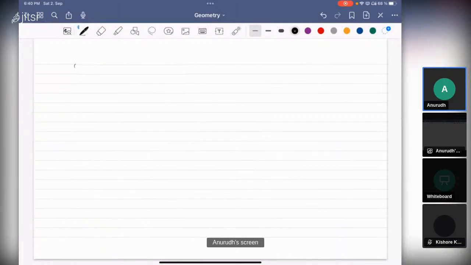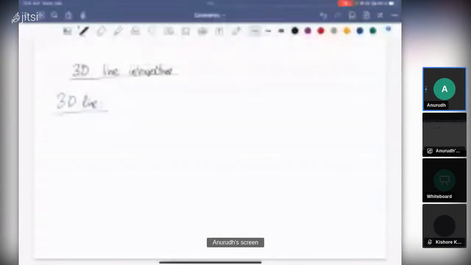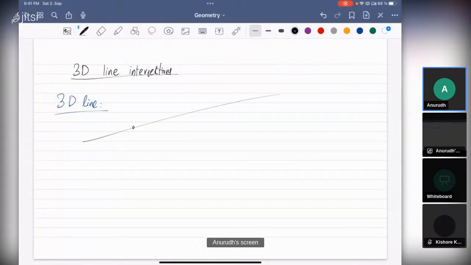3D line intersections, which I think should take up enough time. So first, how do you model a 3D line in vector geometry? Fortunately, it's exactly the same. If you have a line, there's a point A on it, and there's a direction vector U on it, then you can always think of a point P parameterized by lambda as P of lambda equals A plus lambda U.